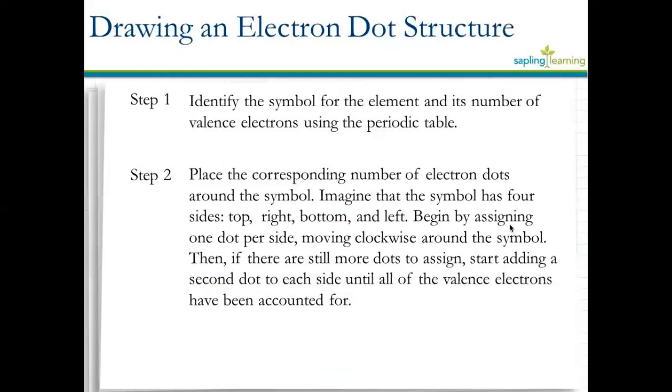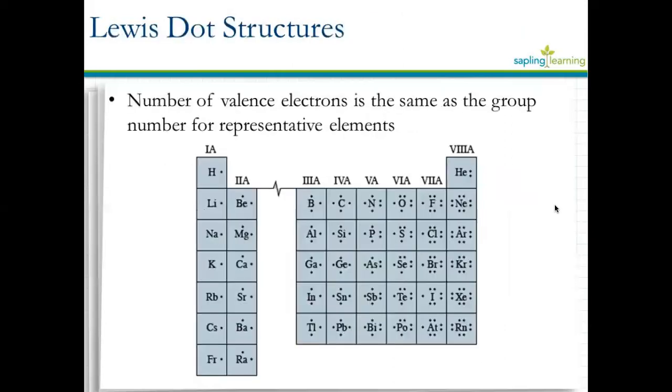And this here is some instructions on how to draw an electron dot or a Lewis dot structure. So step 1 is to identify the symbol for the element and its number of valence electrons using the periodic table. Step 2 is to place the corresponding number of electron dots around the symbol. Imagine that the symbol has 4 sides: a top, right, bottom, and left. Begin by assigning 1 dot per side first, moving clockwise around the symbol. Then, if there are still more dots to assign, start adding a second dot to each side until all the valence electrons have been accounted for.